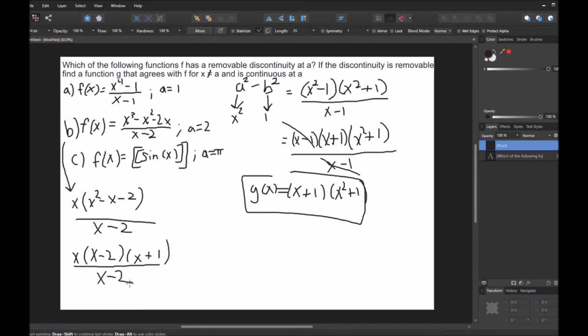So then I can cancel out this x minus 2 here, and I'll be left with x times x plus 1. And that would be my new g of x formula.